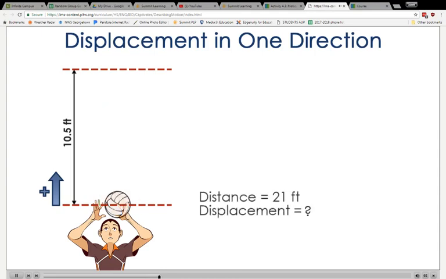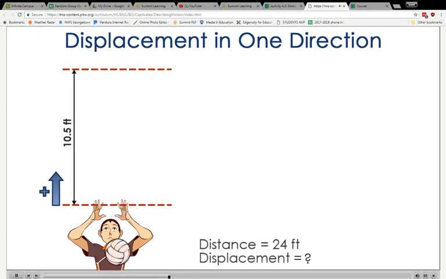Once the ball returns to the starting position, it has traveled a distance of 21 feet, 10.5 feet up and 10.5 feet back. What is the displacement here? The displacement is zero because the ball is at the starting position.